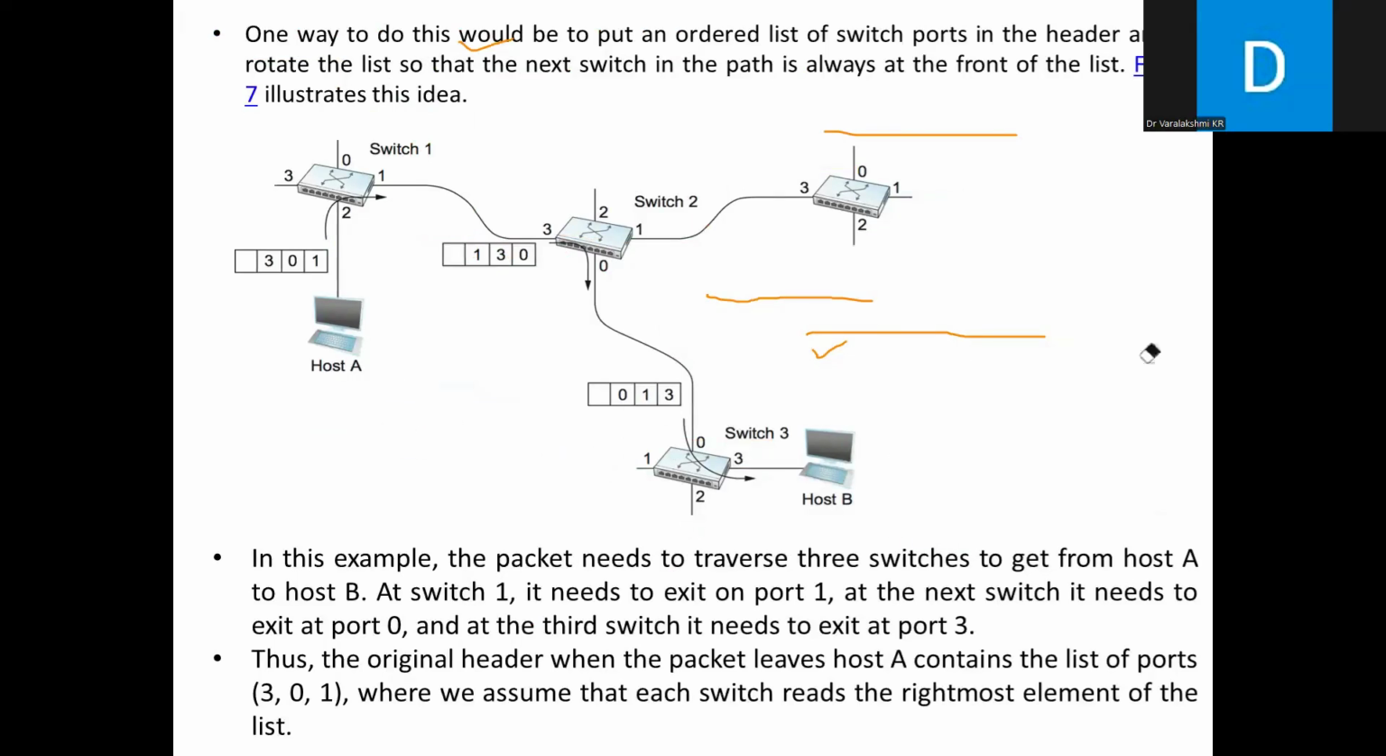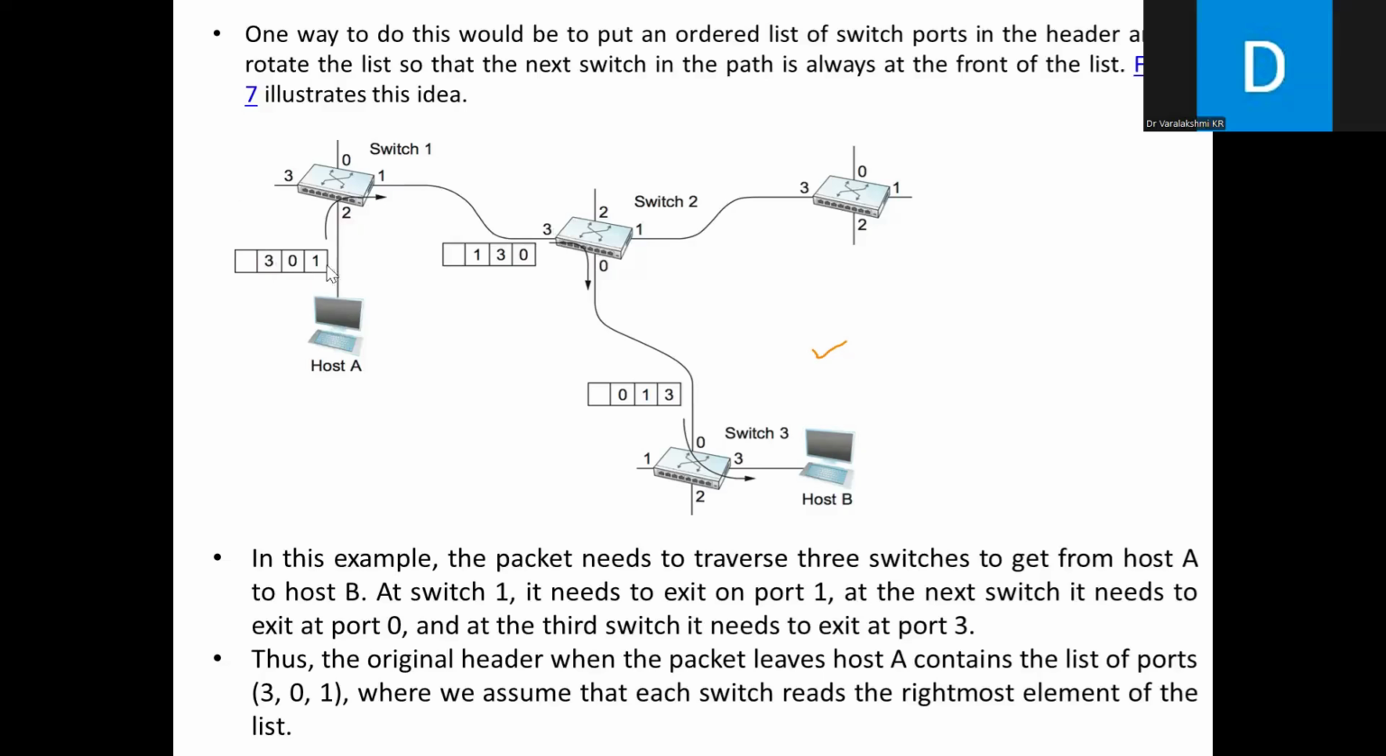Here is an example where we are working. One way to implement this is to keep the ordered list of switch ports in the header, stored in the form of a table. This is switch 1, where we have stored the order. Now I want to communicate from host A to host B. Host B is connected from switch 1 through an intermediate switch, switch 2. Switch 2 has a connection to switch 1 as well as switch 3. I need to transfer the packet from host A to host B with the help of switch 2.